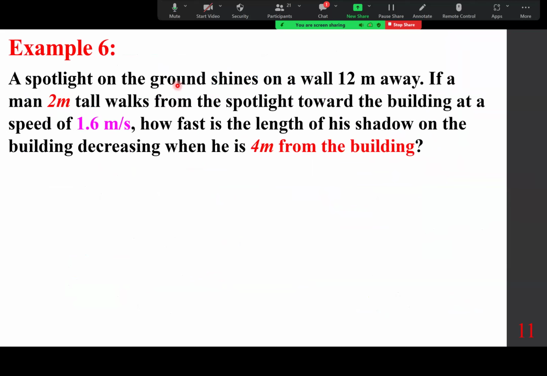A spotlight on the ground shines on a wall 12 meters away. If a man 2 meters tall walks from the spotlight towards the building at a speed of 1.6 meters per second, how fast is the length of his shadow on the building decreasing when he is 4 meters from the building? 1 meter is about 3.3 feet roughly.